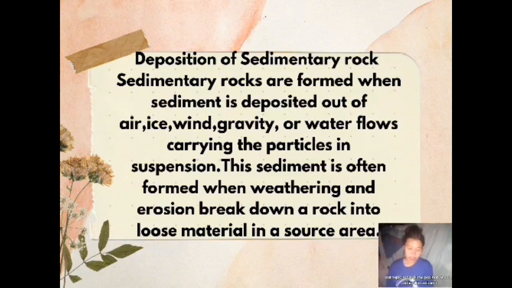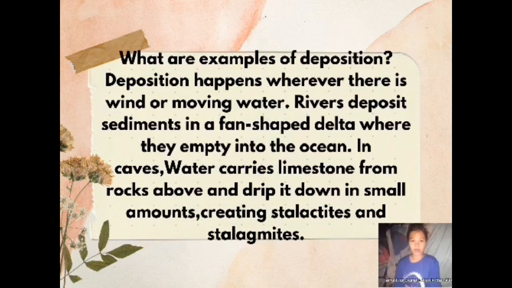Our topic today is deposition of sedimentary rocks. Sedimentary rocks are formed when sediment is deposited out of air, ice, wind, gravity, or water flows carrying the particles in suspension. This sediment is often formed when weathering and erosion break down a rock into loose material in a source area. What is an example of rock deposition?